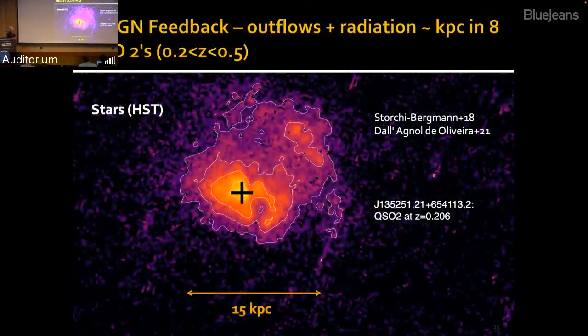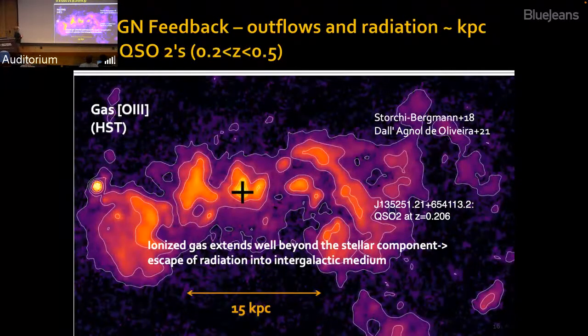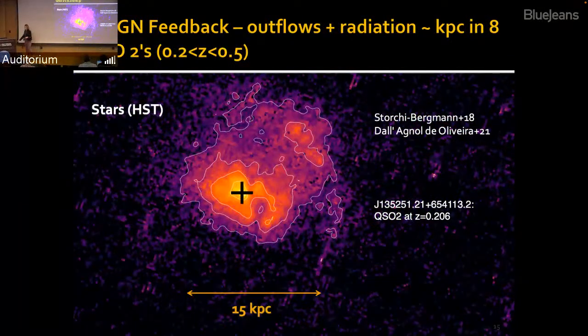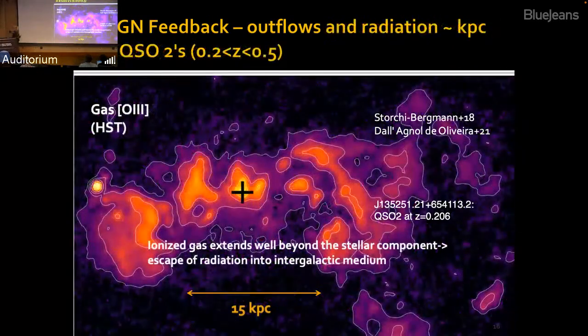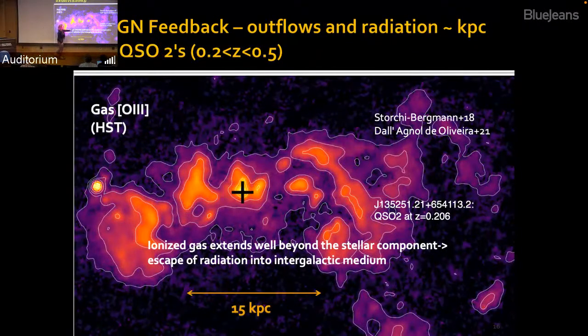Okay. So one example of a study of feedback is this sample of 8 QSO2s that we observed with HST. This is a continuum image showing the star distribution, and this is the gas distribution. So this is the ionized gas that is imaged in [O III]. The previous one is the stellar component in the continuum. So we can see that the ionized gas goes much farther away than the continuum. We studied the excitation of this ionized gas, and the gas is matter bounded, so it's obvious that there is radiation escaping into the intergalactic medium, so the AGN can also be a source of ionization of the intergalactic medium.